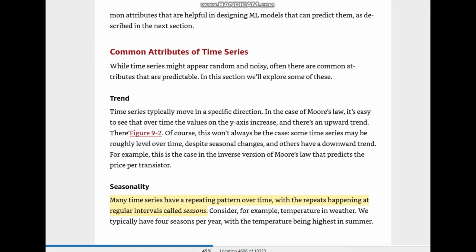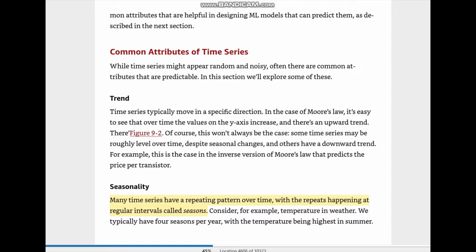The common attributes of time series: while time series might appear random and noisy, as you can see in the previous image, there are some common attributes. Let's understand them one by one. First is trend. Time series typically move in a specific direction. Whenever we plot a graph, we always go from 0 to positive infinity or negative infinity. But we never start from infinity towards 0, right? So there is a specific direction that we move into.